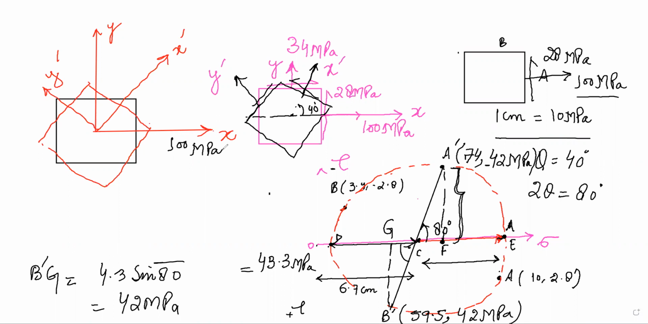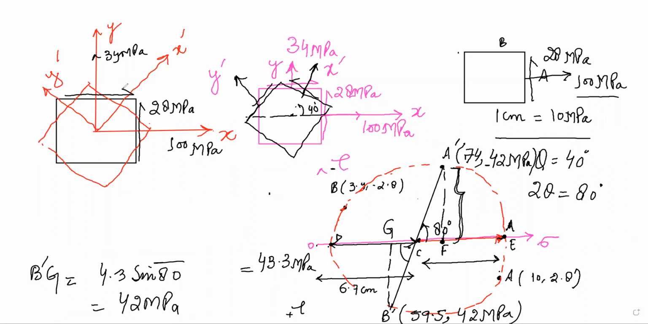This was 34 MPa. This is 28 MPa. This is also 28 MPa. Okay. Now when we have rotated it, what do we obtain?